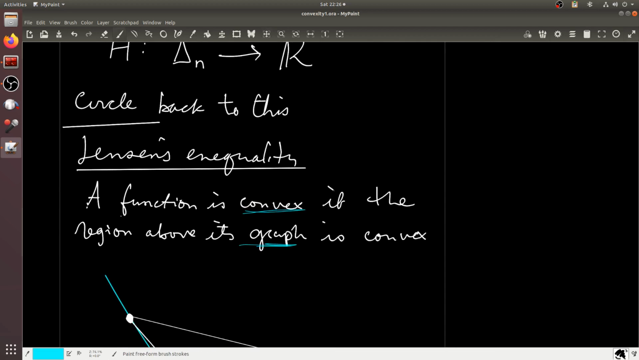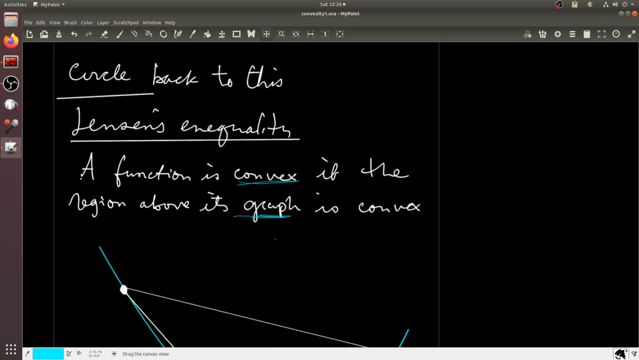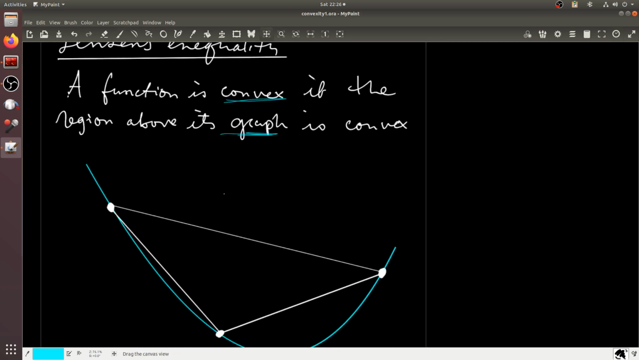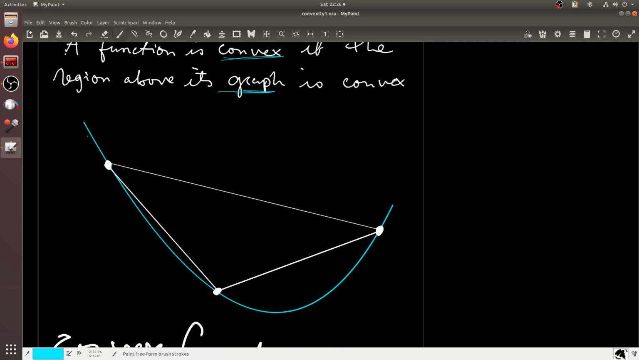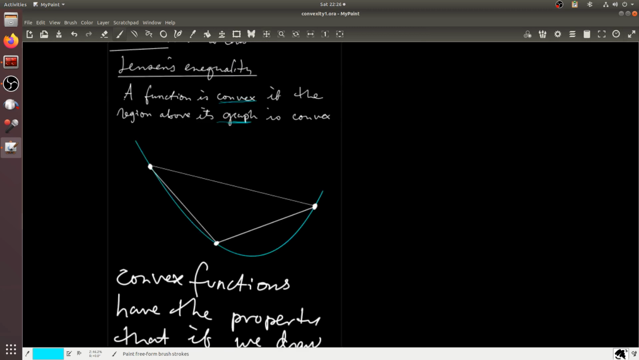So a function is convex if the region above its graph is convex. Convex and graph are reserved terms. Graph just means the set of pairs x and f of x, where x ranges in the domain of f. So the graph is the set of points on this blue curve, if f is some function. Again, for convex functions, if you take 2 points in the region above its graph, the line between them is contained in the region above its graph.